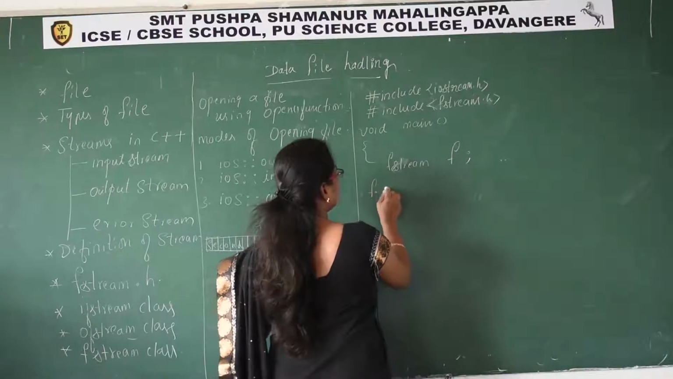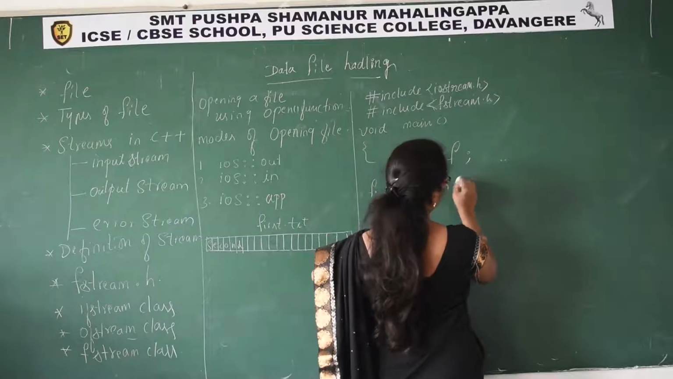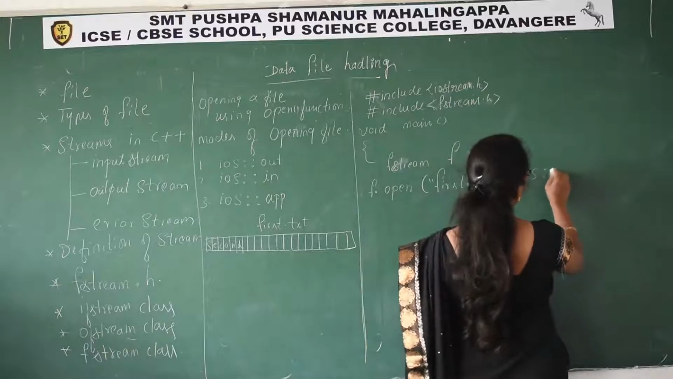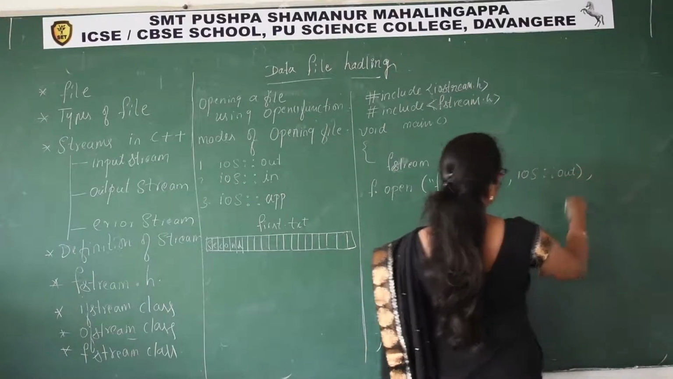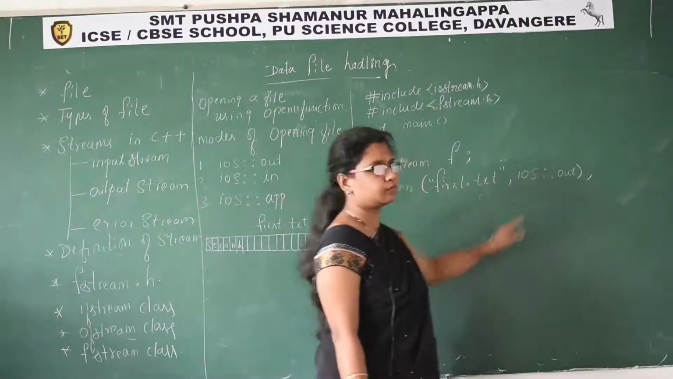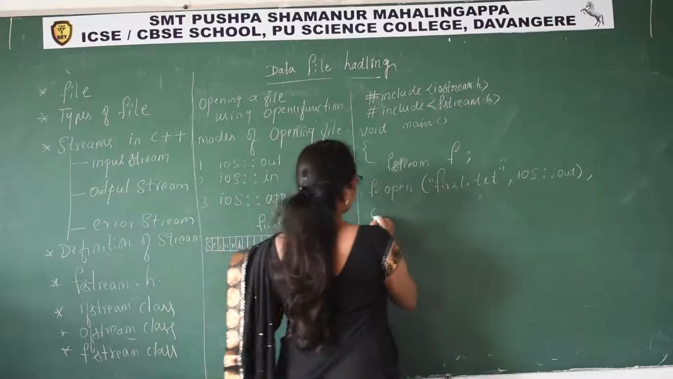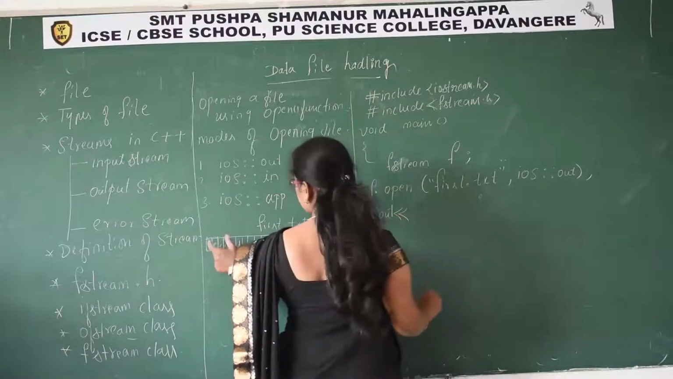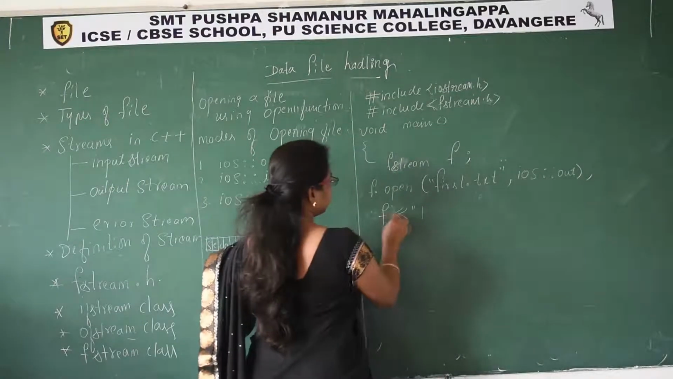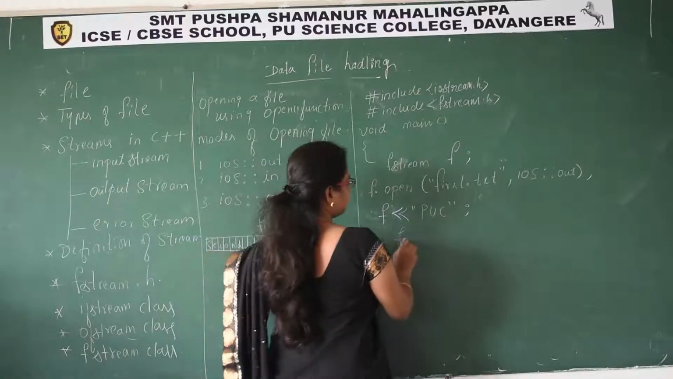So f.open("first.txt", ios::out); it indicates I'm going to open the file in write mode. Now what I want to write: cout insertion. Actually I want to write, second is there, PUC. I want to write PUC. Sorry, I should use f, no? f << "PUC"; That's it. Then f.close().